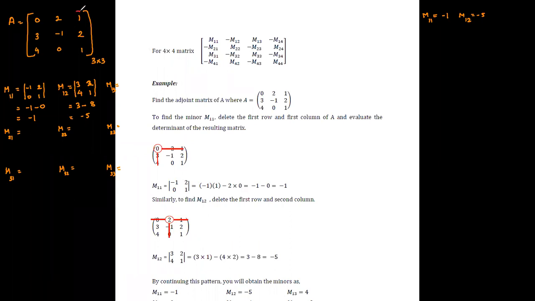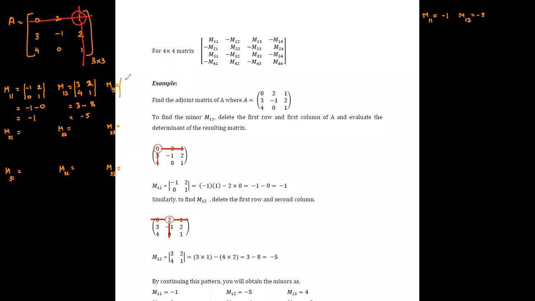Element in the first row, third column. You have to cut down the row and column associated with the element that you have considered. Then we have to take the determinant of the remaining elements. Then this can be written in this way: 3, minus 1, 4 and 0, taking the difference of the diagonal products of the diagonal elements.